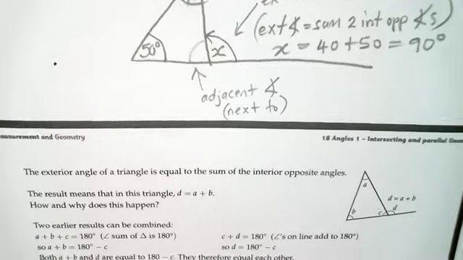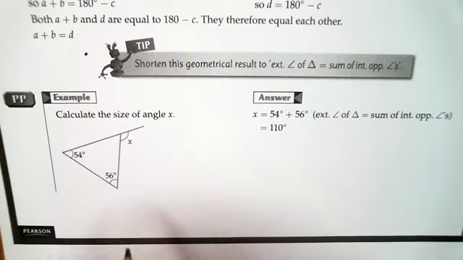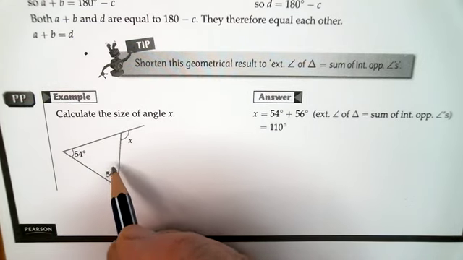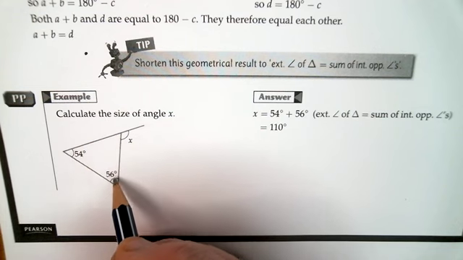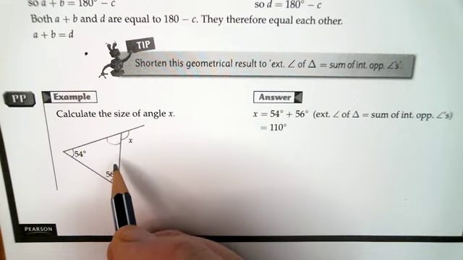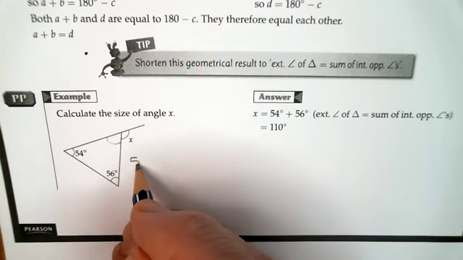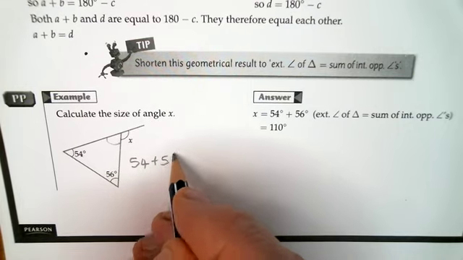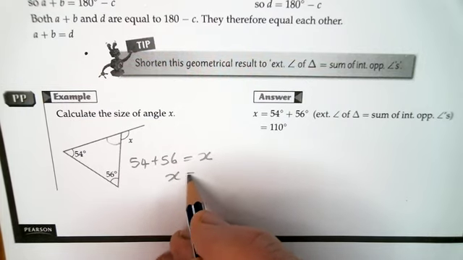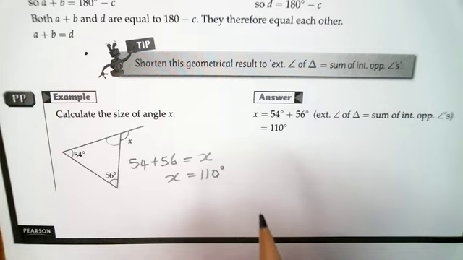All right, so let's have a look at some examples of this. Now, sometimes, of course, we don't have the exterior angle, and we need to find it. So let's say, for example, we know this is 54 and this is 56. You can find X by adding these two together. There's my exterior angle. Here's my interior adjacent angle. But these two are the interior opposites. So we've got a 54 and we've got a 56. And that's going to be equal to whatever X is. So in this case, X is going to be 110 degrees. All right, so that's how we find that.